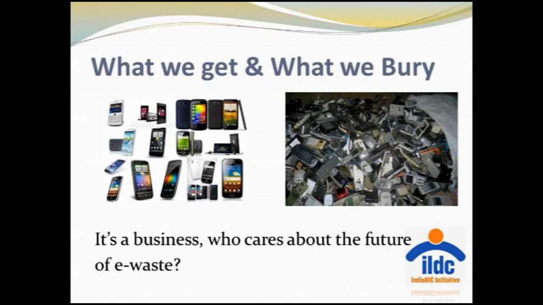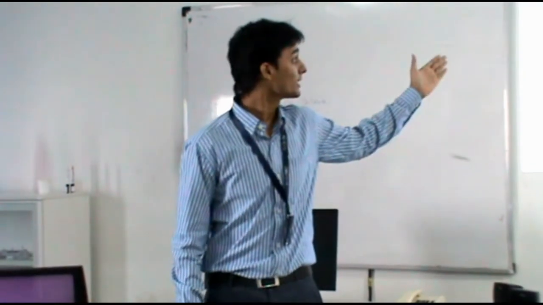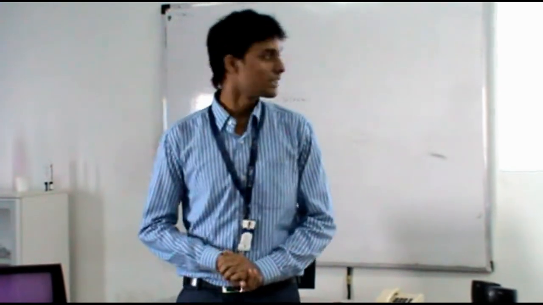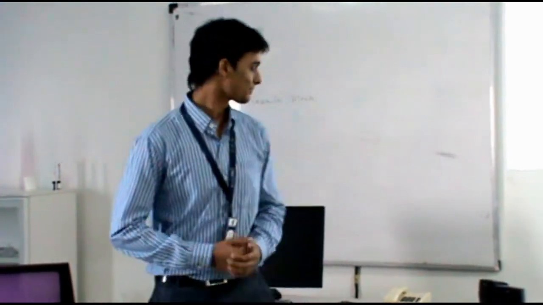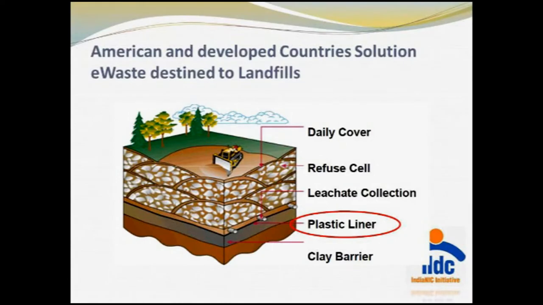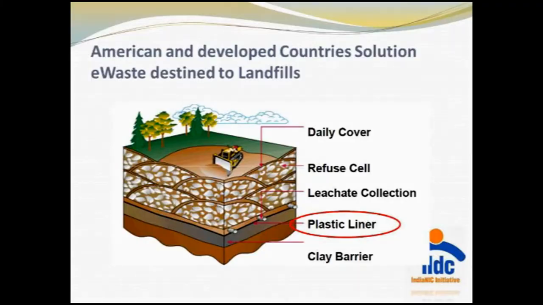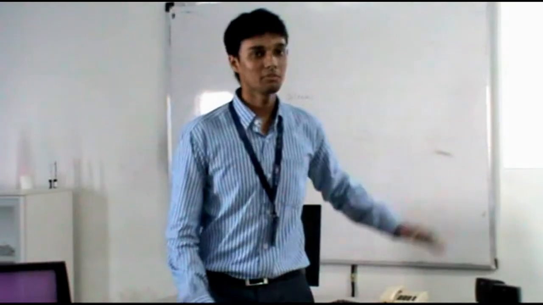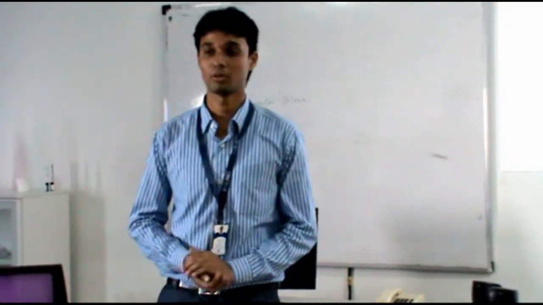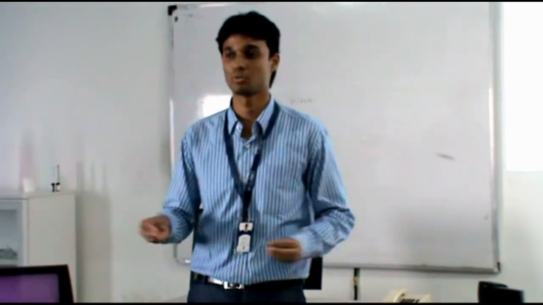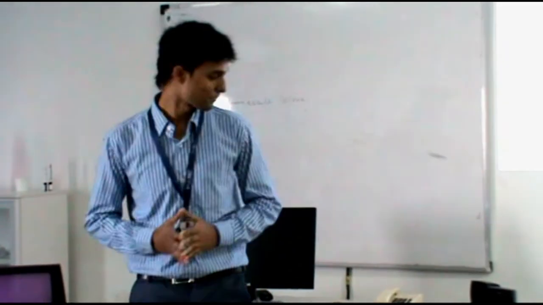This is a picture which shows what we buy from the store and at the end what we dump. Okay, it's in business. Nobody cares that what we buy is just e-waste for us. This diagram shows how American countries dump their e-waste. They have a clay barrier, after that a plastic liner in which they dispose their e-waste, a leachate collection, a refuse cell and a daily cover. But developing countries like India, Pakistan and China just burn it in the air or dispose of it in the soil, which causes hazards to our health.